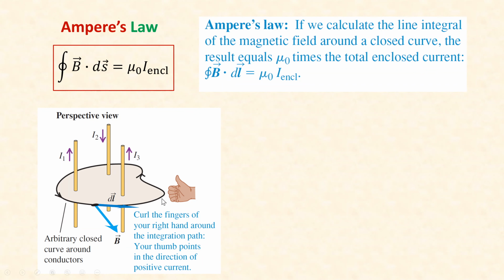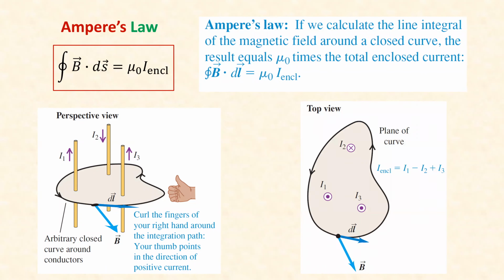And you assume this closed curve, and you integrate B dot dl, B due to any sources, not just due to these 3, the B because of any sources. And then calculate B dot dl around this curve, one complete turn. Then the result will be mu naught times the total current in here.